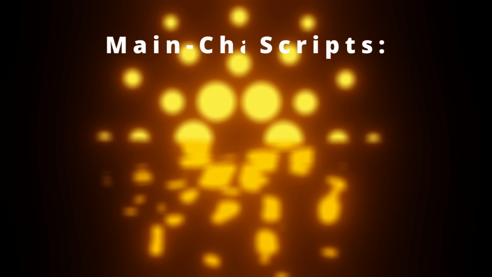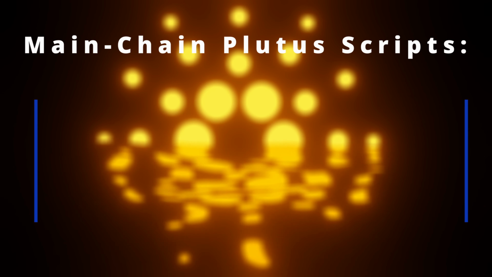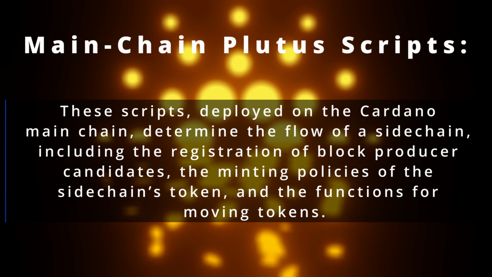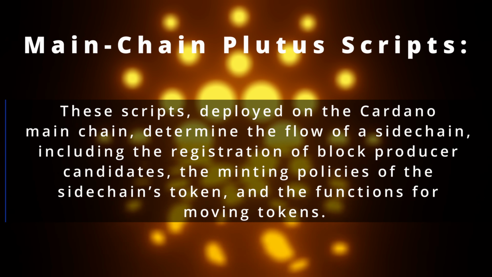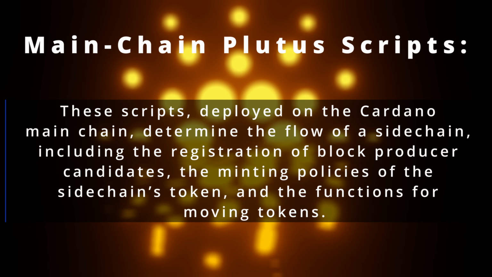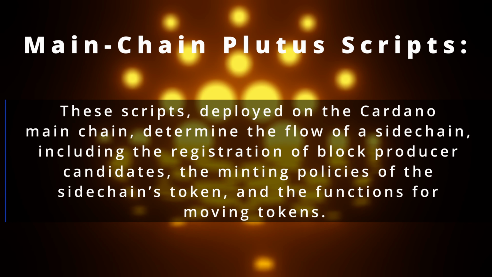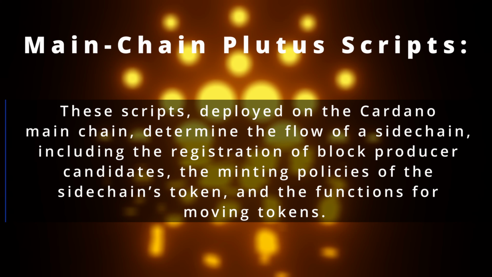So let's check this out to see what it consists of. Main chain Plutus scripts. These scripts, deployed on the Cardano main chain, determine the flow of a sidechain, including the registration of block producer candidates, the minting policies of sidechain tokens, and the functions for moving tokens.